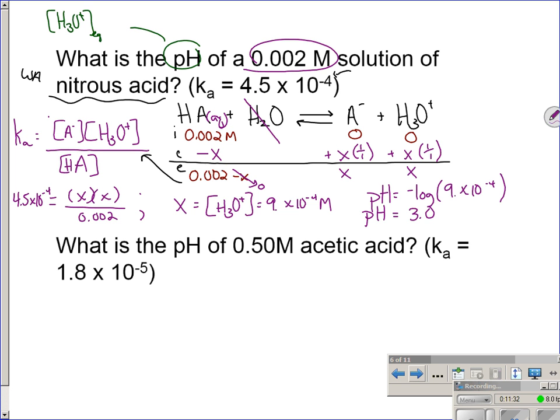And you would follow through on number 2 the exact same way. You have acetic acid. You can write the formula for acetic acid, or you can always go back and use this general equation, HA equals. That's up to you. But these are always going to be interacting with water.